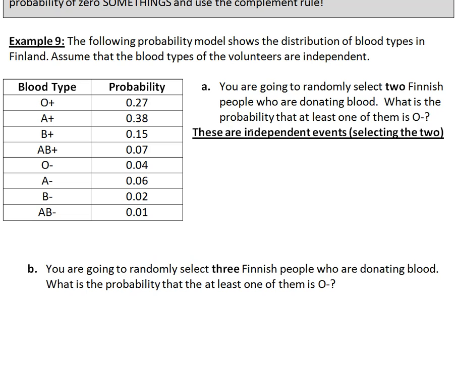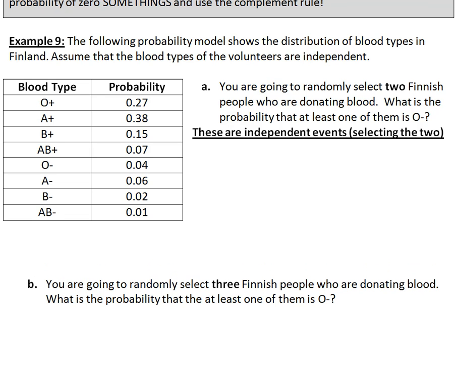So now the question is, what can we do with that information? Where can we go with that? If we choose 2 people at random, what's the probability that at least one of them is O negative? According to the situation above and our old friend the complement rule, the probability of at least one O negative is equal to 1 minus the probability of neither being O negative, or 0 being O negative.